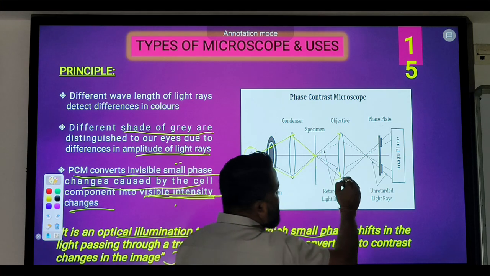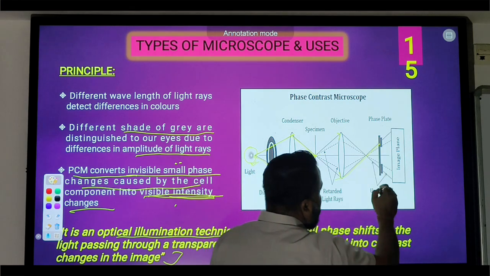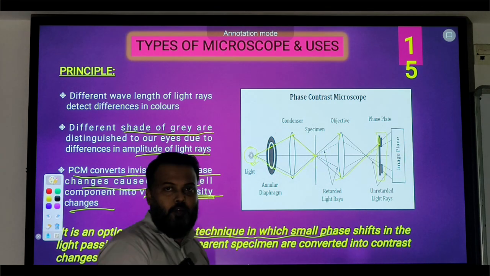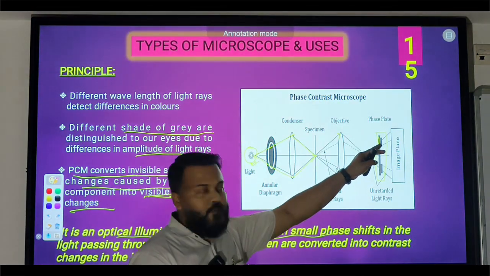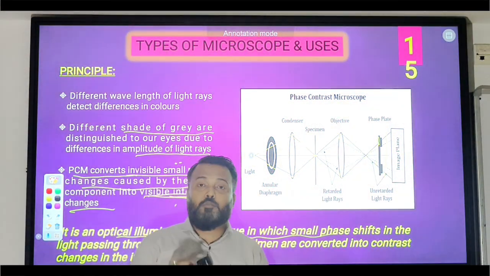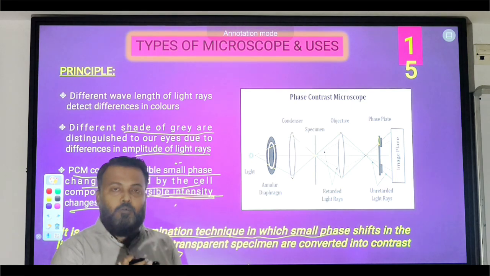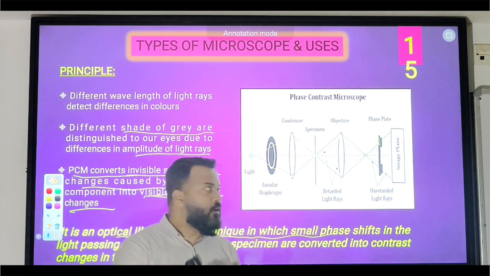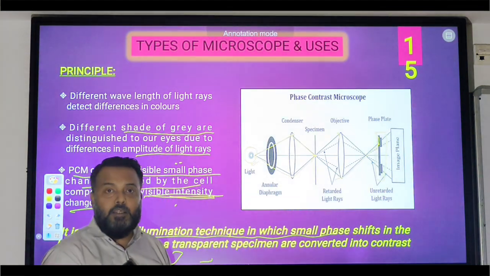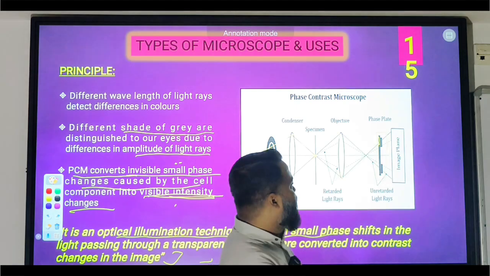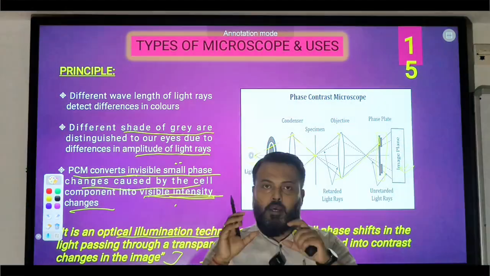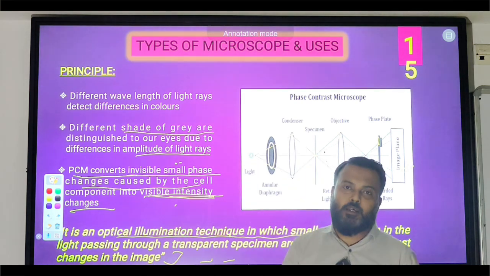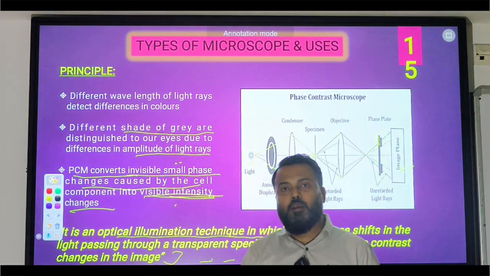After reaching the objective, it will be diverted towards a plate, which is known as the phase plate. When it reaches the phase plate, the small phase changes will be detected by the system. As soon as it detects the small phase changes, it will convert them into visible intensity changes, and finally you will be able to visualize your image with the help of the objective, or nowadays different kinds of software are available, attached to the PC system, through which you can also easily visualize them.